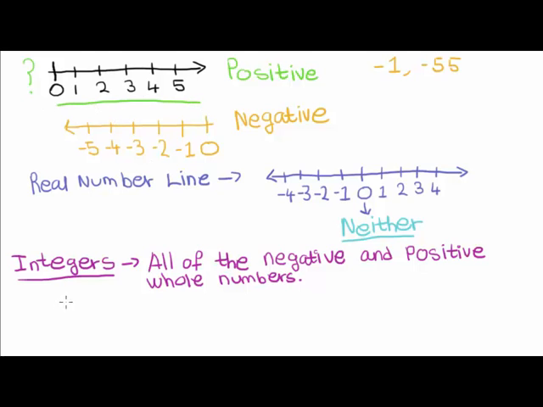An example of an integer would be -3 or -2 or -100 even, or even a positive whole number will be an integer. So 9, 51, and so on and so on and on.